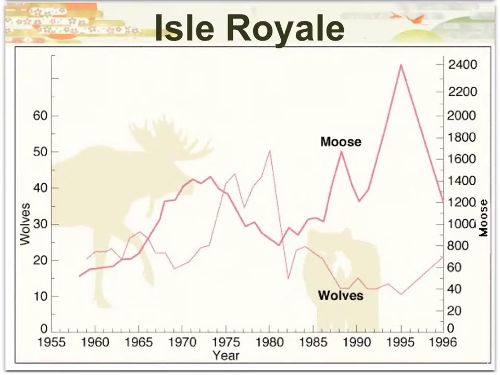We studied a couple predator-prey interactions last week when we looked at the moose and the wolves on Isle Royale in Michigan there, where we saw as the moose numbers increased, so too the wolves numbers increased. And then we later looked at the fir trees and tried to make a correlation there.